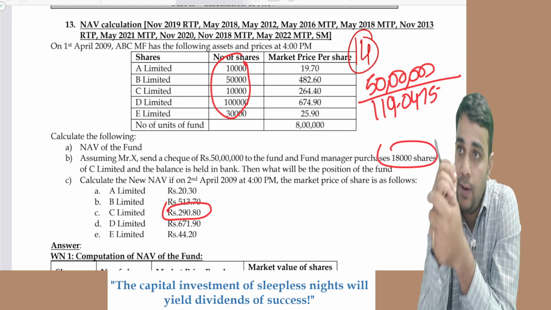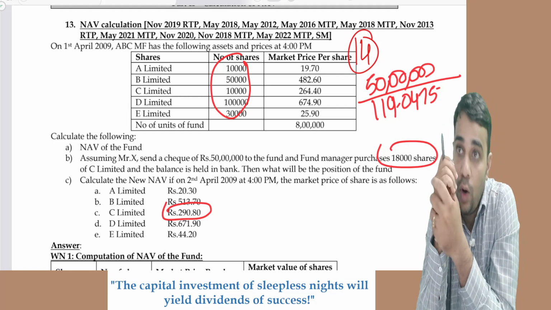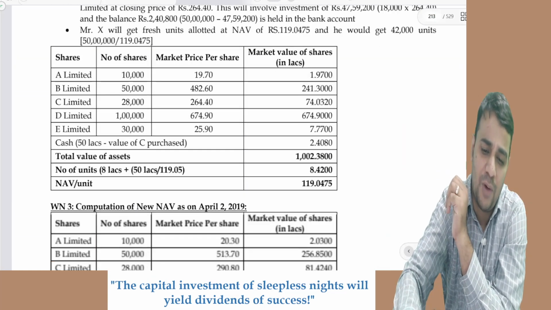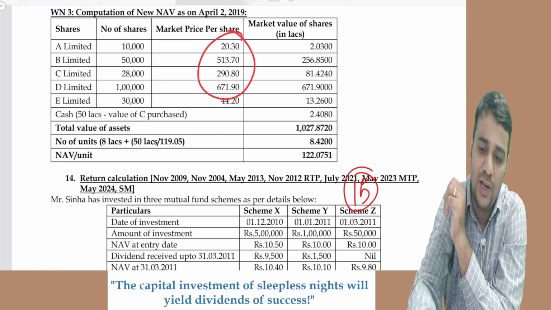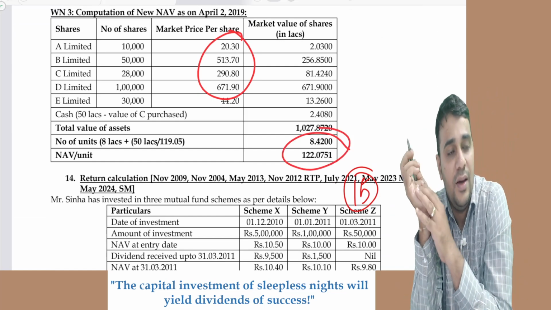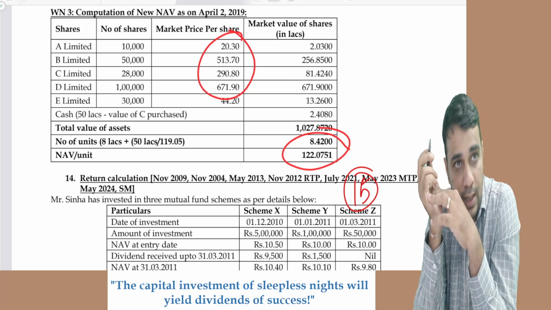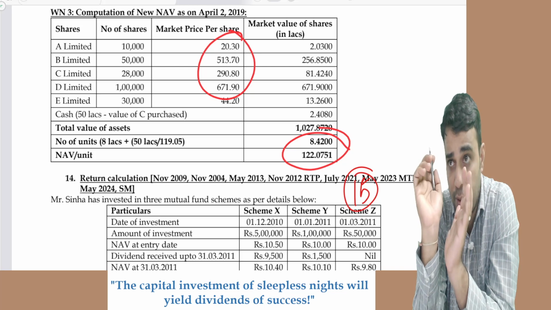50 lakh divided by the NAV which you calculated. What is the cash balance? It will remain the same. Don't change it. Now what will happen? The rework part I'm not doing, but you change all the values. NAV changes to 122. Clear? Any doubts on this? Can you proceed? Done. Able to get the clarity?